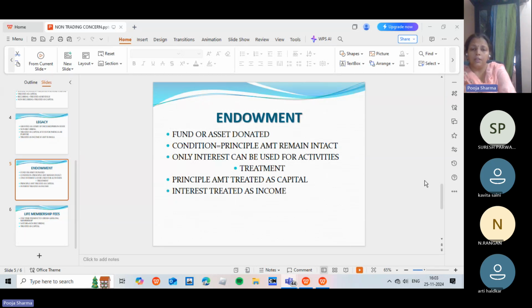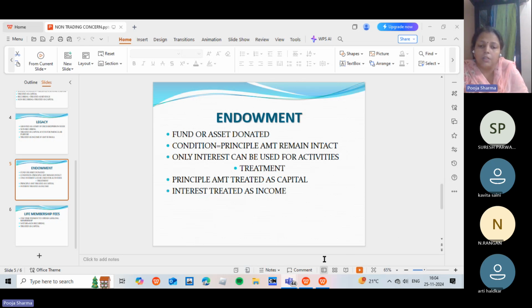It is capitalized and shown in the capital in the balance sheet. The interest that we have received from it and utilized to carry out the activity of social welfare will be treated as revenue. It is of recurring nature, since we will receive interest monthly, half yearly or quarterly. So it is of revenue nature and is shown under the head income and expenditure account.